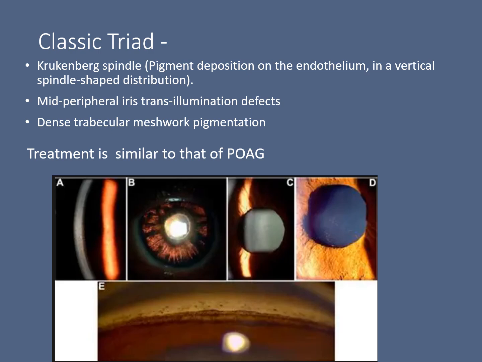The classical triad of pigmentary glaucoma is Krukenberg spindle, which is a pigment deposition on the endothelium in a vertical spindle-shaped pattern, mid-peripheral iris transillumination defects, and dense trabecular meshwork pigmentation.